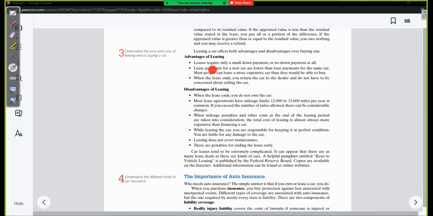So that's good. But again, the disadvantages: when the lease ends, you don't own the car, but you can own the car if you pay the residual. You have a mileage limit. Just don't go over the mileage limit. It says leasing does not cover, I guess, things like flat tires, as opposed to oil changes and tire rotations. My truck, they do all that for free. So anyways, let's get on to that.